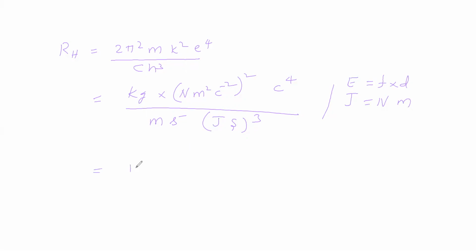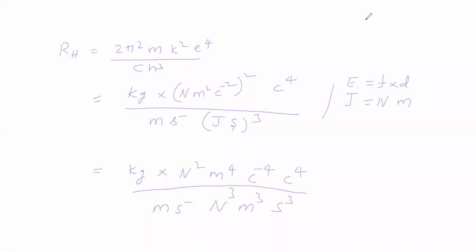So we will write kilogram, Newton square, meter power 4, coulomb power minus 4, coulomb power 4 by meter per second. In the place of joule, we will write Newton meter. So Newton meter and second, and cube is there. So we will cube it.